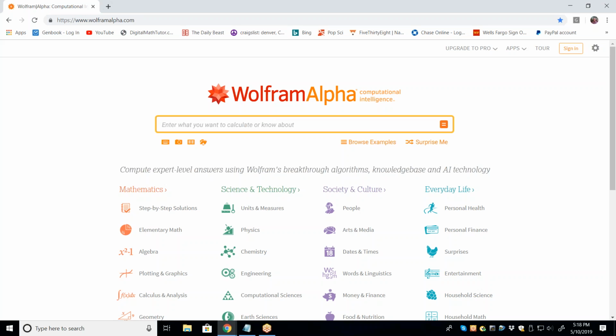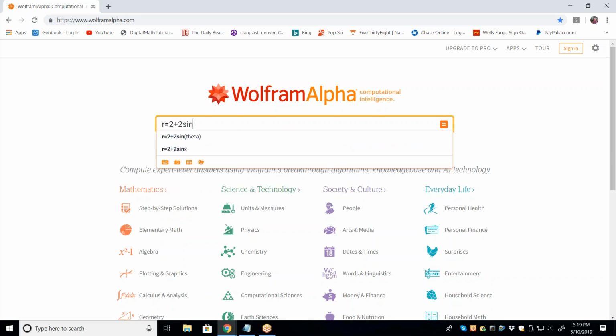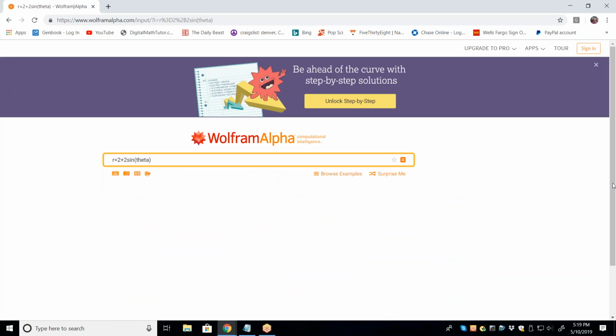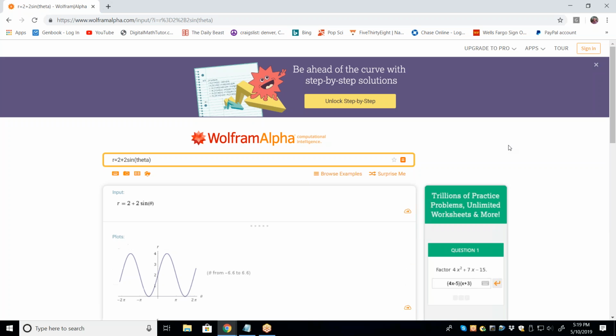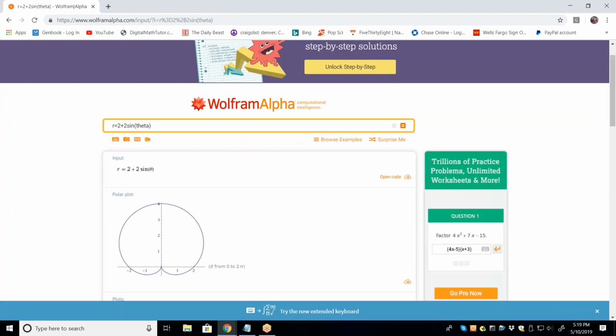Okay, so what was it? r equals 2 plus 2 sine of theta. How do you spell theta? I'll just choose theirs. Notice what happened. The first thing they showed you was the rectilinear graph of it.